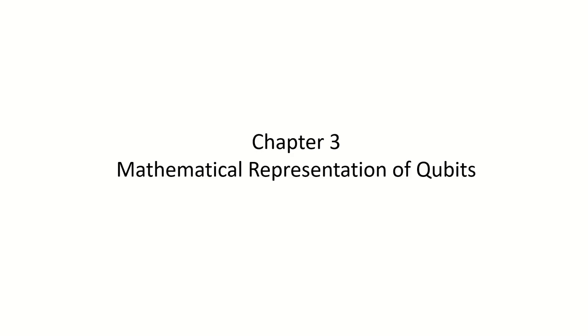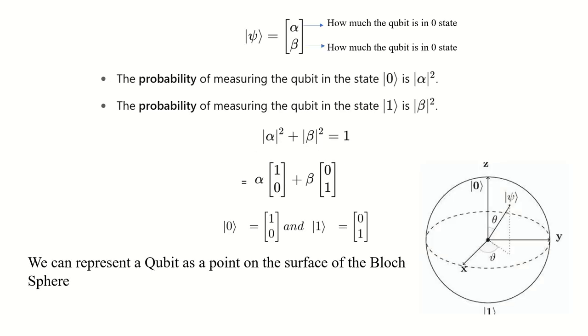Now let us look at the mathematical representation of qubits. We saw the physical realization of qubits, now we are going to see how it is dealt with mathematically. A qubit is represented as psi, the state of a qubit, equated to a column vector alpha, beta. Here the first element alpha is a measure of how much the qubit is in the 0 state, and the second element beta is a measure of how much the qubit is in the 1 state.